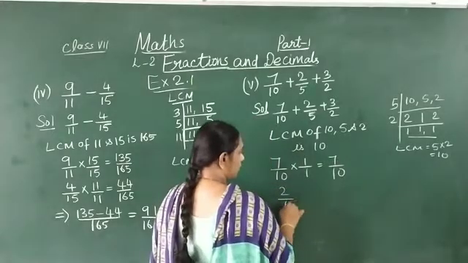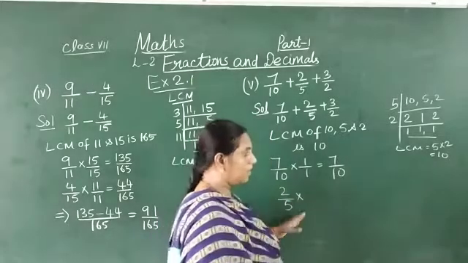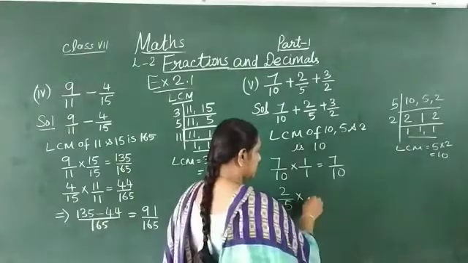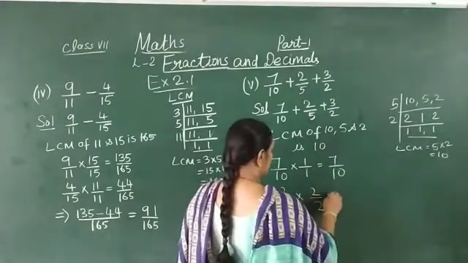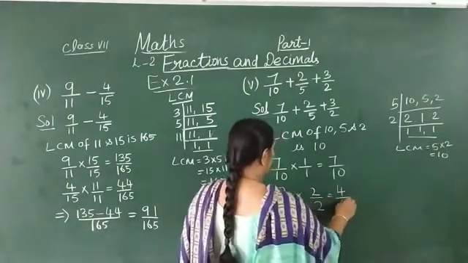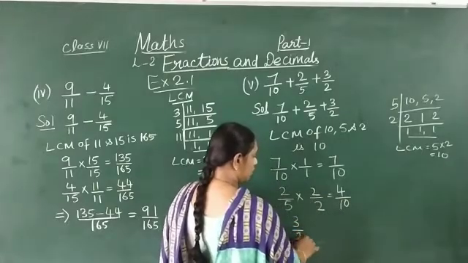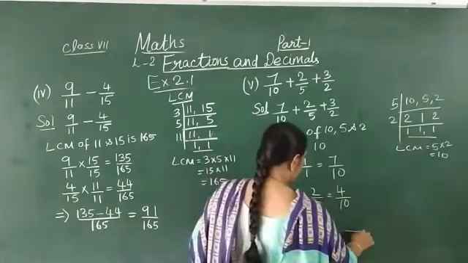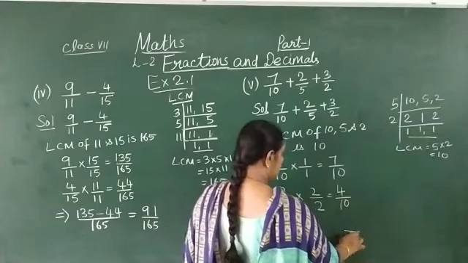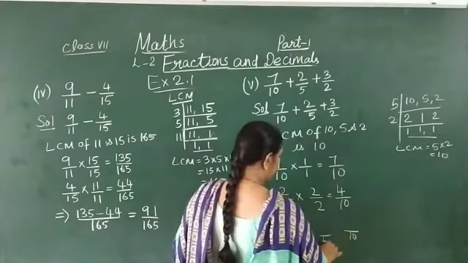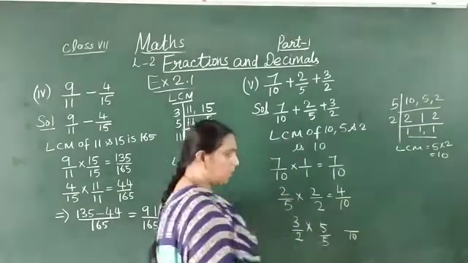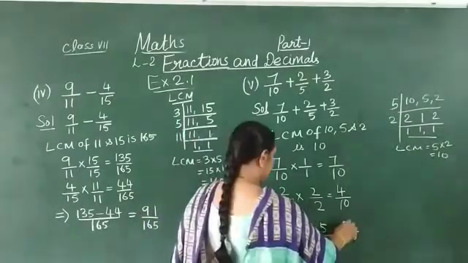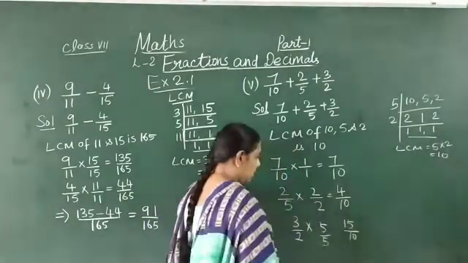2 by 5. 5 by what number will you multiply it to get 10? You will be getting 10 as 2. 2 by 2. So 2 2s are 4 by 10. The next one is 3 by 2 multiplied by, here you should get 10. So what number will you multiply with the 2? You will get 10 as 5. So multiply both the numerator and denominator with the same number. So 5 3s are 15 and 2 5s are 10.